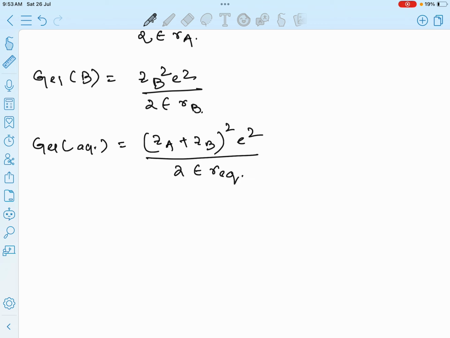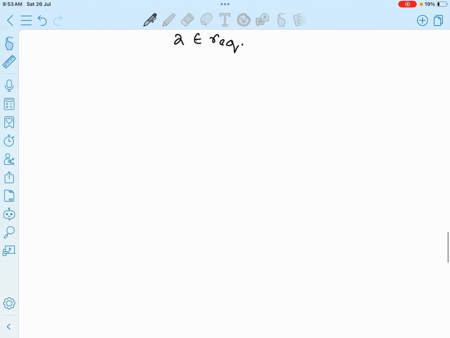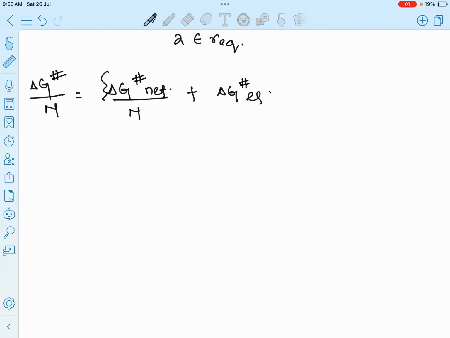So therefore we already know the total free energy of activation for one molecule can be given by dividing with the Avogadro number, and this is the sum total of the free energy due to the electrostatics and the free energy not due to the electrostatics. That means this term does not contain the electrostatic contribution, but this one contains the electrostatic contribution.